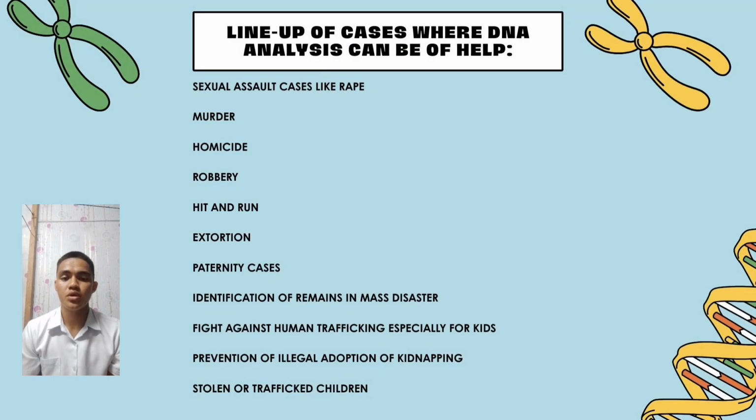A line-up of cases where DNA analysis can be of help. First is sexual assault cases like rape, then murder, homicide, robbery, hit and run, extortion, paternity cases, identification of remains in mass disasters, the fight against human trafficking, especially of kids, prevention of illegal adoption, kidnapping, and stolen or trafficked children.